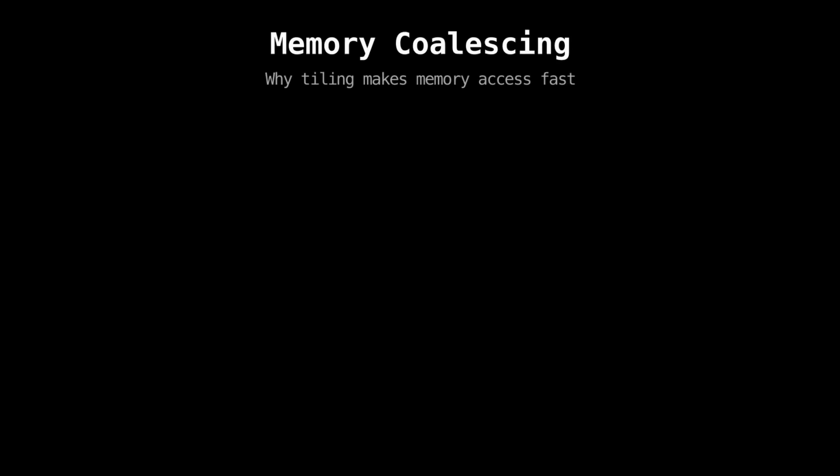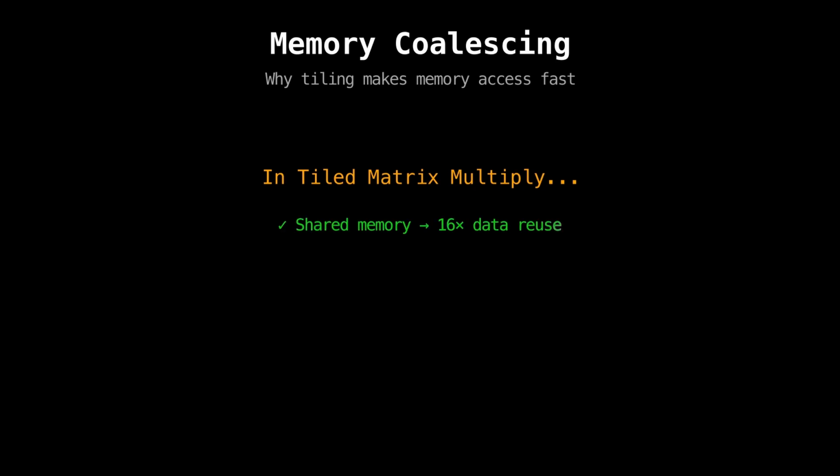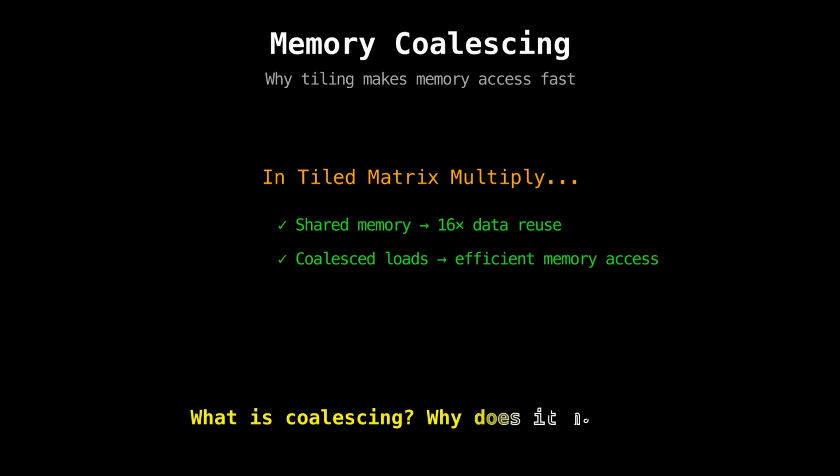Today we'll be covering memory coalescing. Sounds fancy? Let's jump right in. In the previous video we covered tiled matrix multiplication. In case you missed it, please check out that video. It is done by leveraging shared memory and we got a 16x improvement with respect to the naive case. But in the background there was something else going on. The coalesced load. That is the secret sauce for efficient memory access. So, what is this coalescing and why should we care?